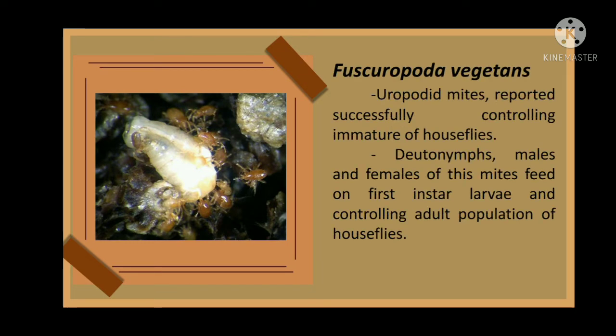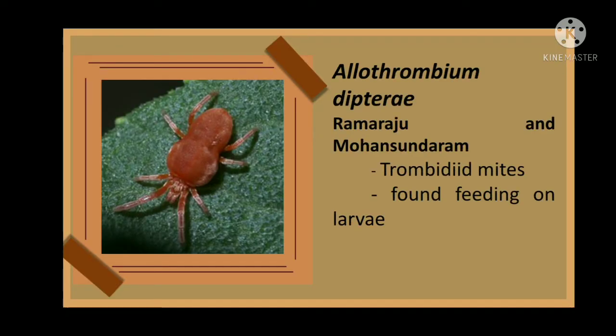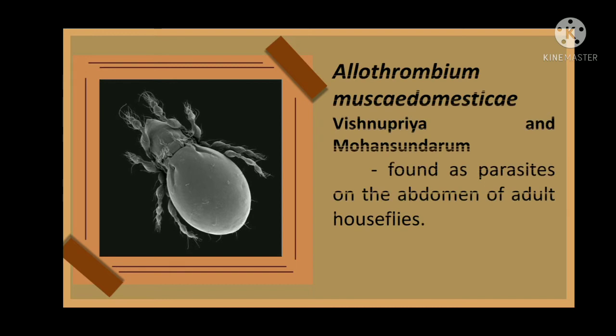Fuscuropoda vegetans. Uropodid mites reported successfully controlling immatures of houseflies. Deutonymphs, males and females of these mites feed on first instar larvae and control the adult population of houseflies. Allotrombium dipterae. Trombidid mites found feeding on larvae. Allotrombium muscae domesticae. Found as parasites on the abdomen of adult houseflies.